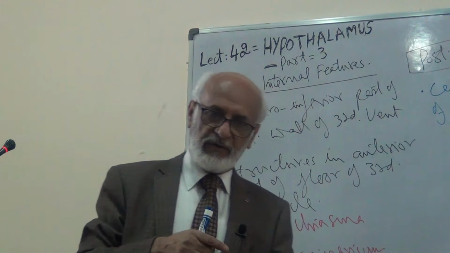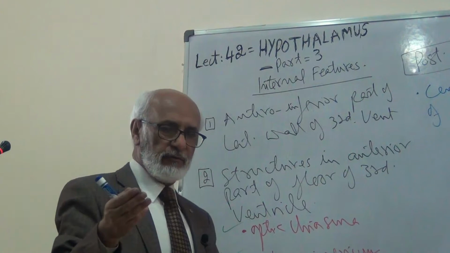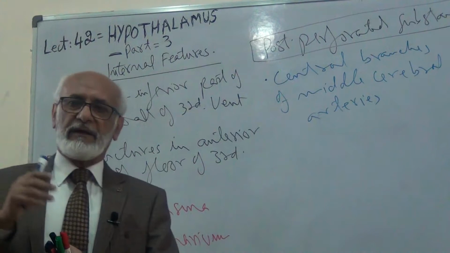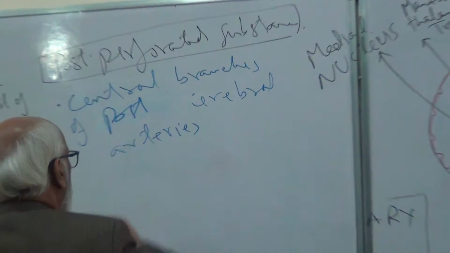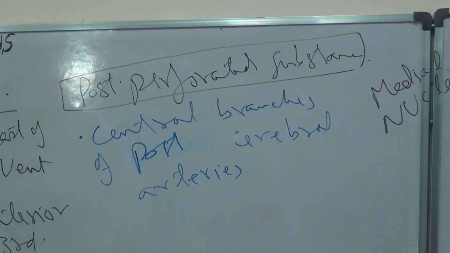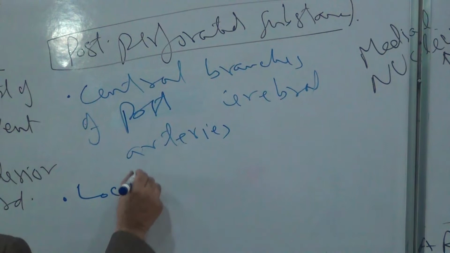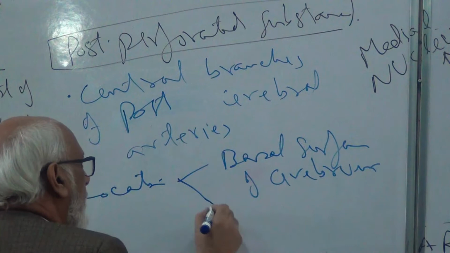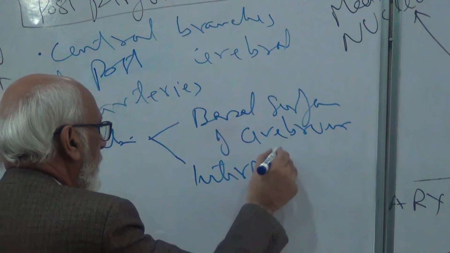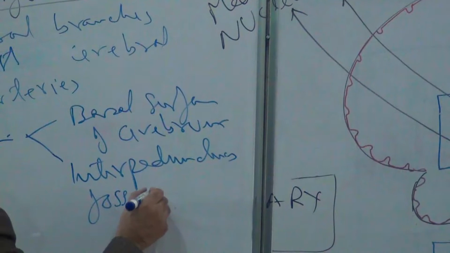The central branches of anterior cerebral artery perforate through the anterior perforated substance, which is located on the orbital surface of cerebral hemisphere, just distal to the olfactory tract. And this is posterior perforated substance, and the central branches of posterior cerebral arteries enter. And location, I told you, partly on the basal surface of cerebrum and partly in the interpeduncular fossa of the midbrain anteriorly.